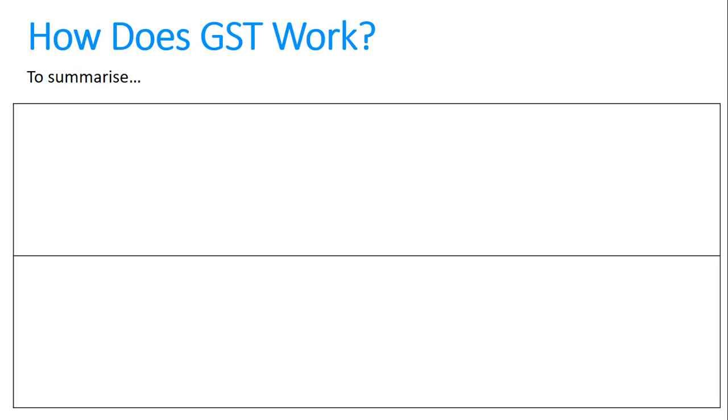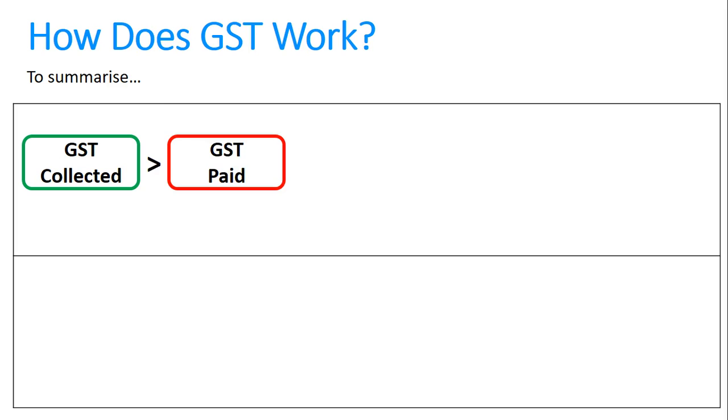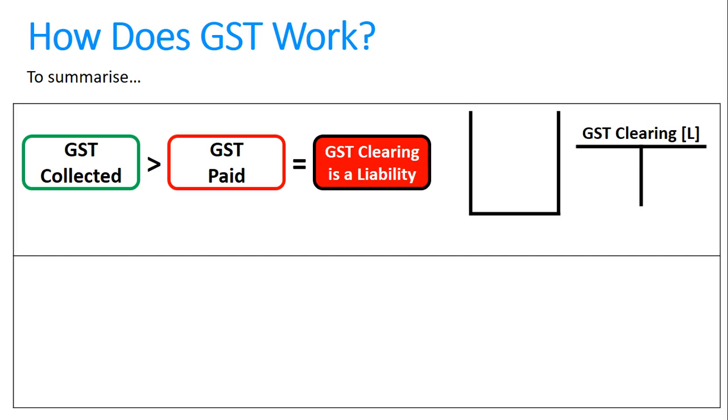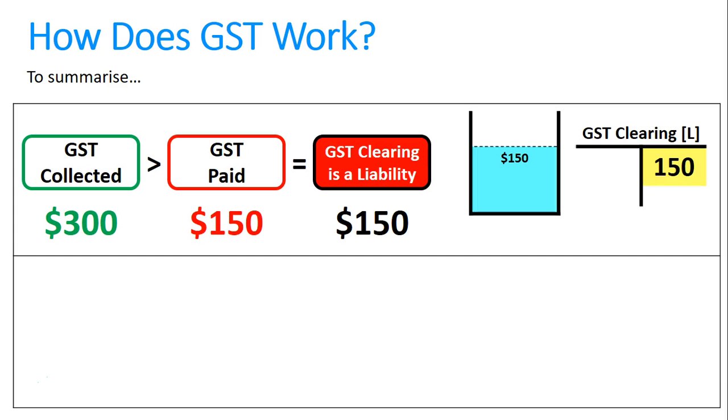Lastly, to summarize, when you collect GST and it's more than the GST the business pays, you're going to have a liability. So, for instance, using some examples, we collected $300 in GST from customers, but we only paid $150. The business has a liability of $150. So that would be a credit in the ledger, and the water level is up to positive $150.